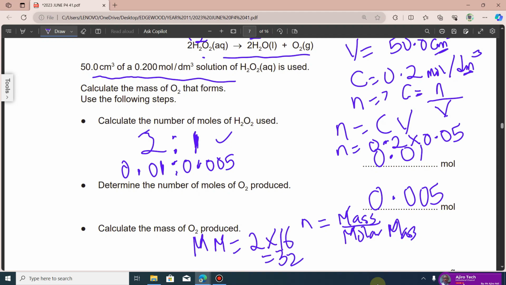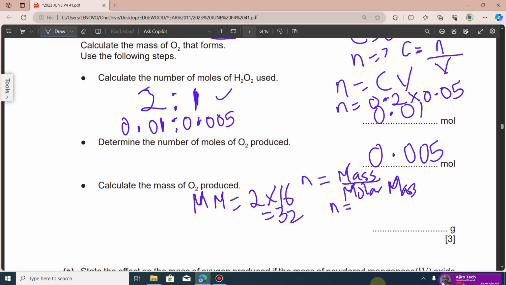So if the molar mass of oxygen is 32, so the N will become, let's scroll up a bit. We are calculating for mass. So the mass will be equal to the number of moles times the molar mass. The molar mass is 32 and the number of moles is 0.005. So it becomes 0.005 times 32. You press your calculator, we have 0.16. So that is the mass of oxygen produced.